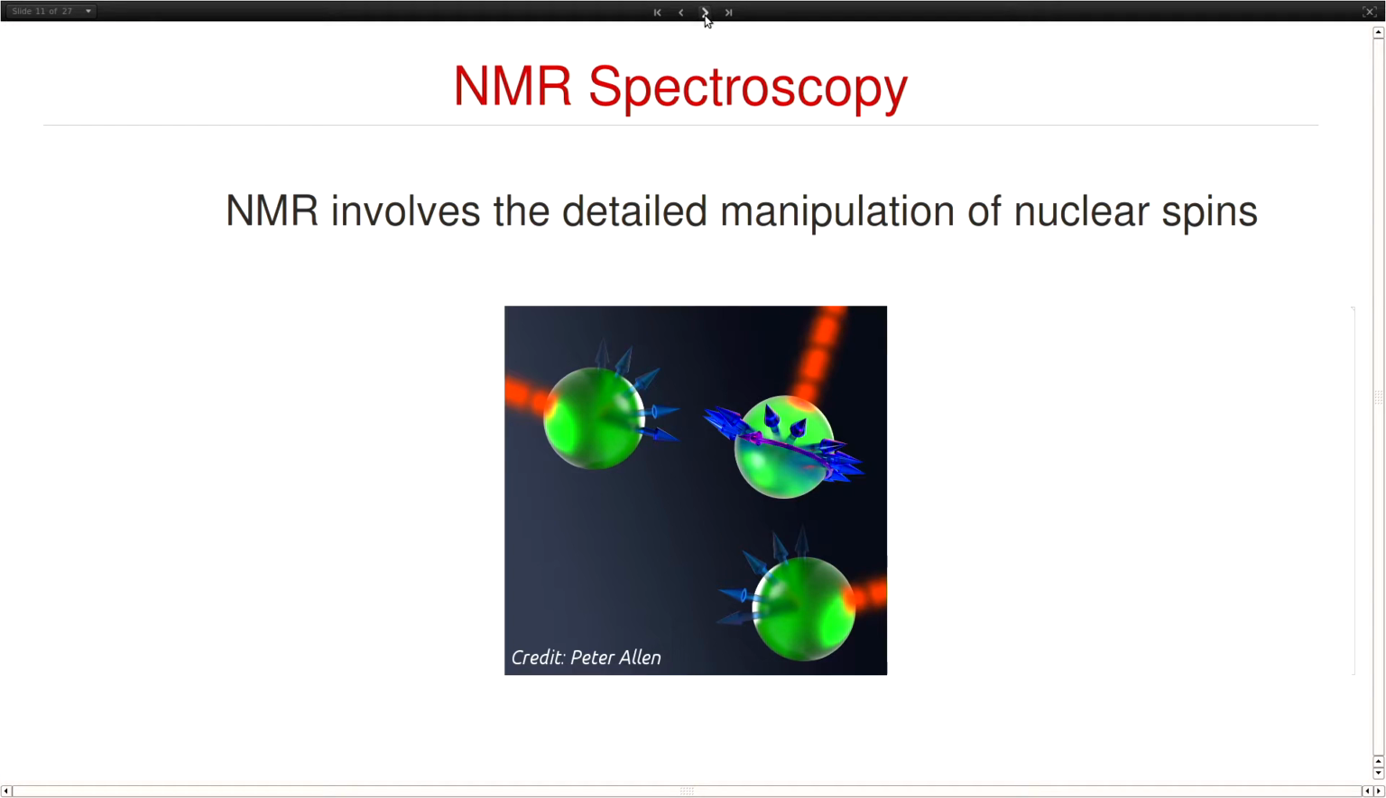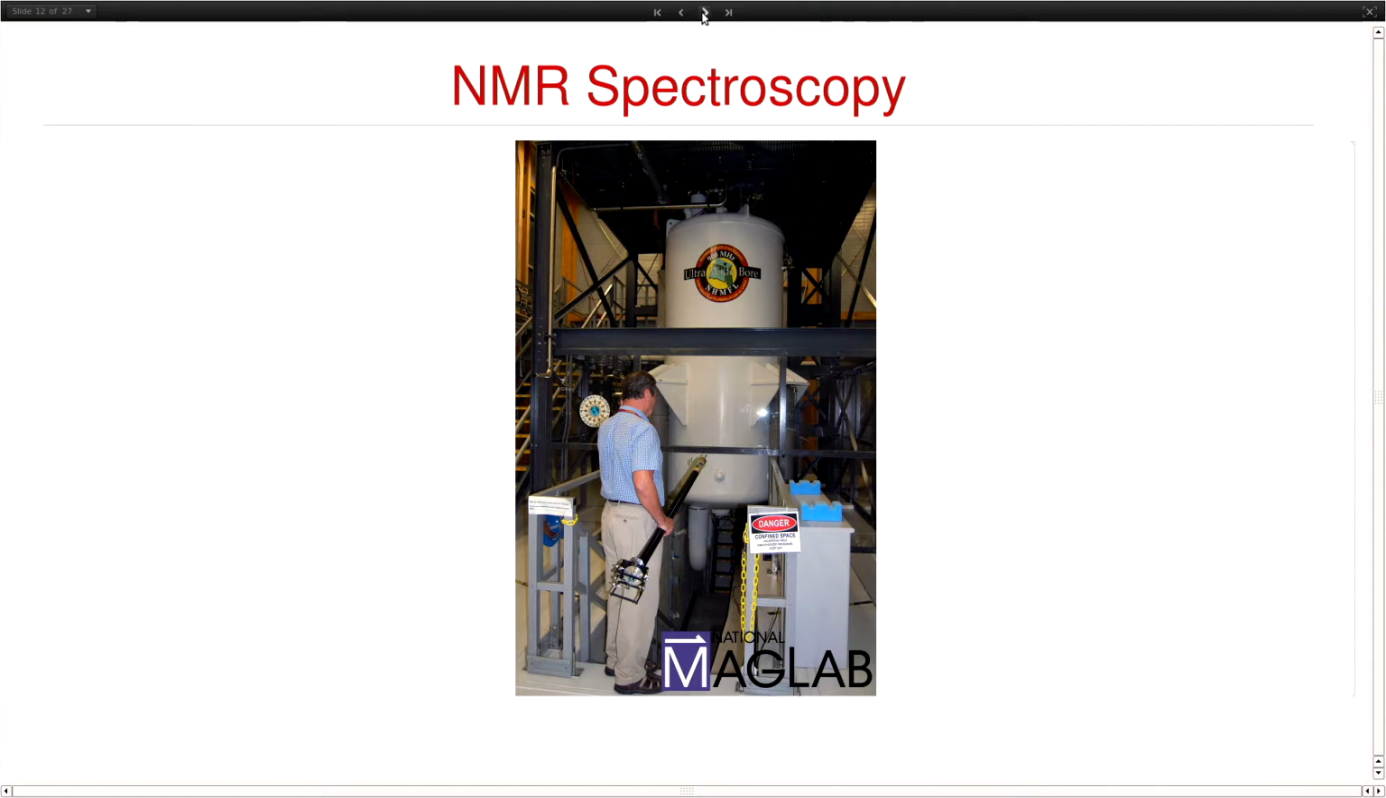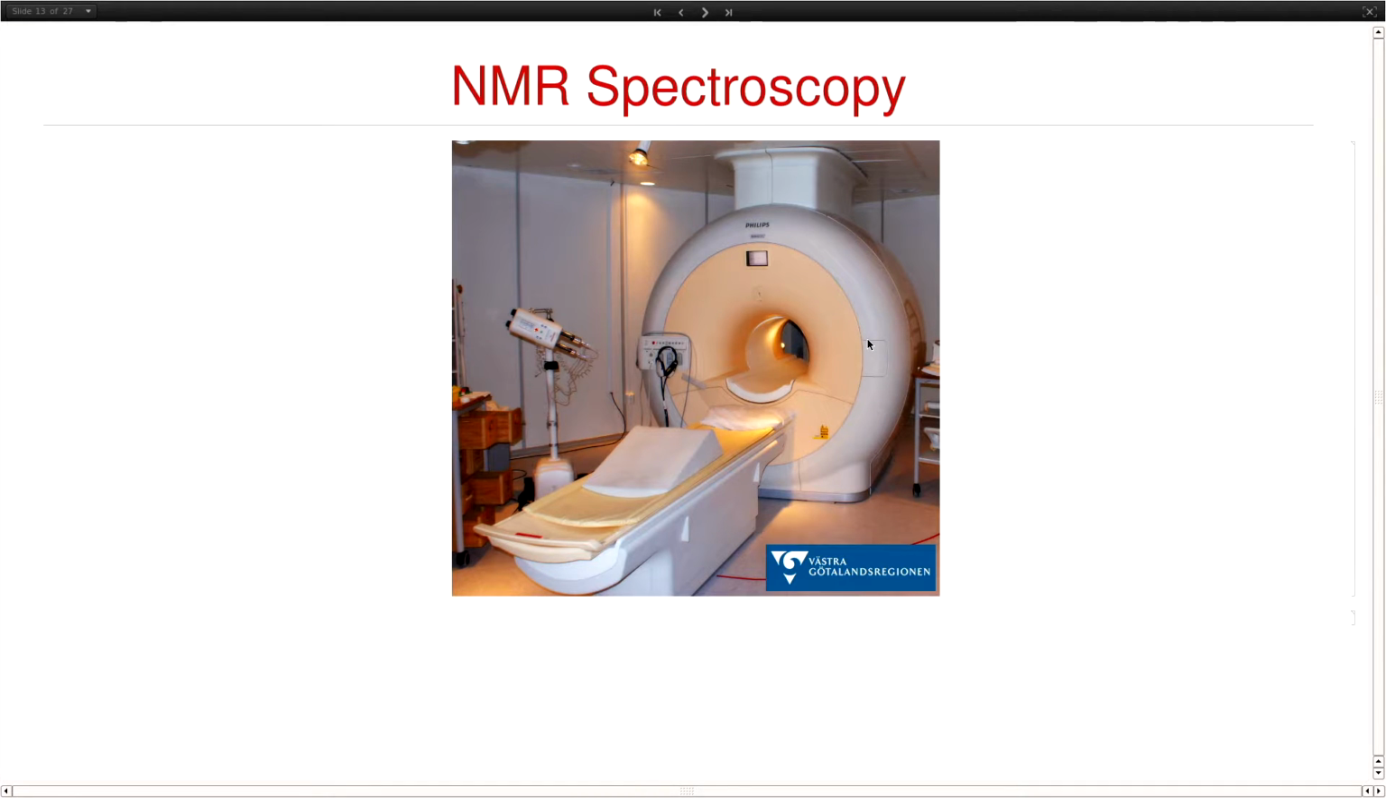This is nuclear magnetic resonance. This is a type of experiment that involves the detailed manipulation of nuclear spin. So we have these particles, and we have this property of the particles, the spin. And with nuclear magnetic resonance, we can interact with this property and get information about the sample. Here you can see an NMR machine, nuclear magnetic resonance. We are going to call that just NMR for simplicity. They are big machines, and you may have seen these machines at the hospital. They are basically the same thing. They are usually called MRI machines.